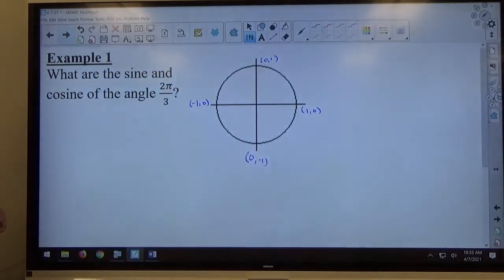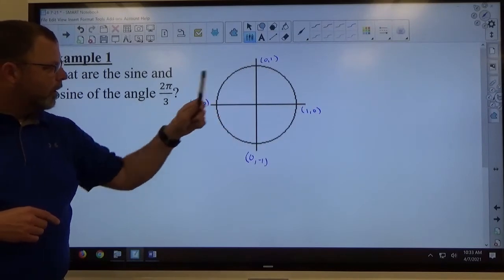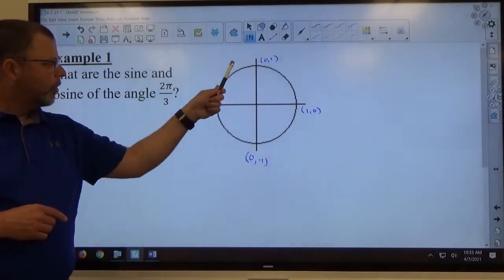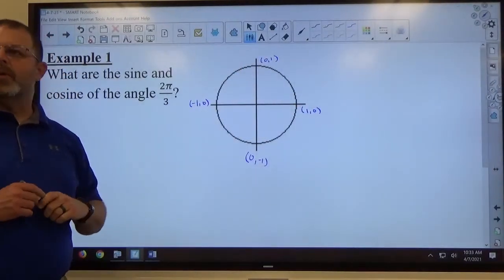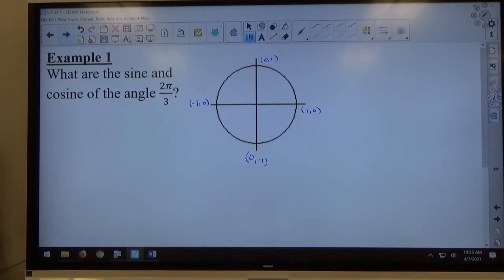So the coordinates of the 4 points on the quadrant lines are (1, 0), (0, 1), (-1, 0), and (0, -1). Any radius drawn in this circle will have a length of 1. I want to use what's called a reference triangle to find this. We've already done this using our 30-60-90 relationships and our 45-45-90 relationships, but I want to make it even a little simpler than that by using a reference triangle.